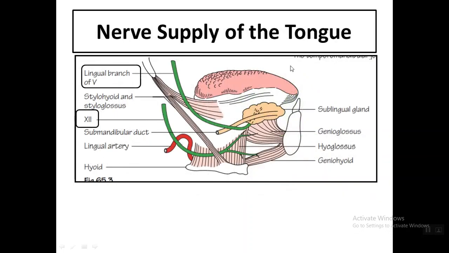What is the nerve supply of the tongue? It is important. It has two types of nerve supply: one is sensory and the other is motor. The motor supply is through the hypoglossal nerve, the 12th cranial nerve, which supplies all the muscles of the tongue for movement. And the sensory nerve supply is through the lingual nerve. It provides general sensation and special sensation.